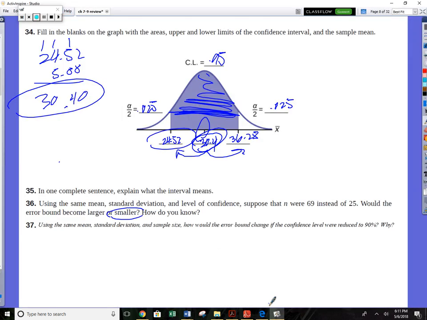So let's see, where are we? Okay, what about 37? Using the same mean, the same standard deviation, and the same sample size, how would the error bound change if the confidence level were reduced to 90?